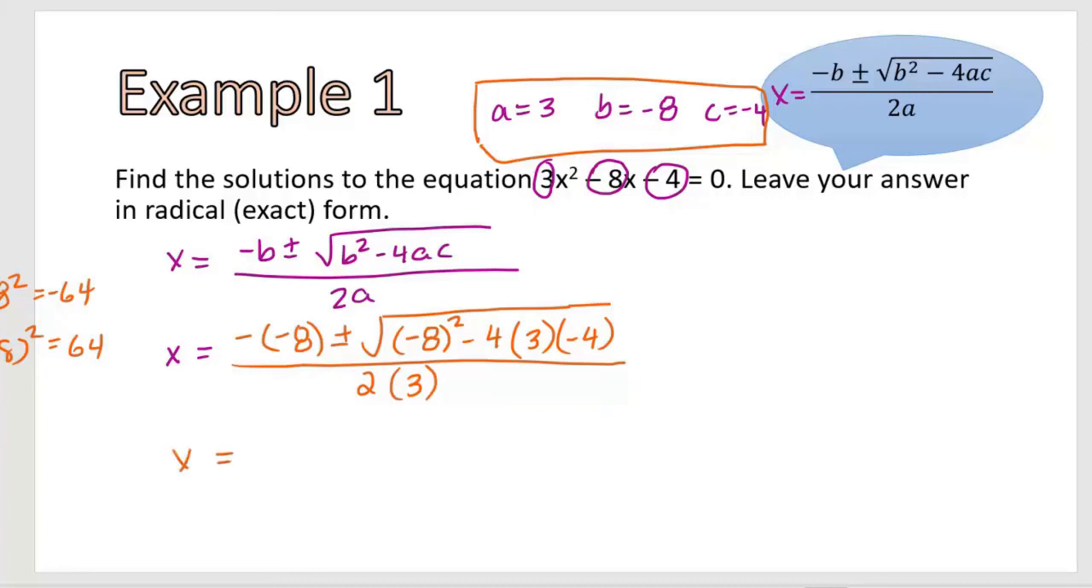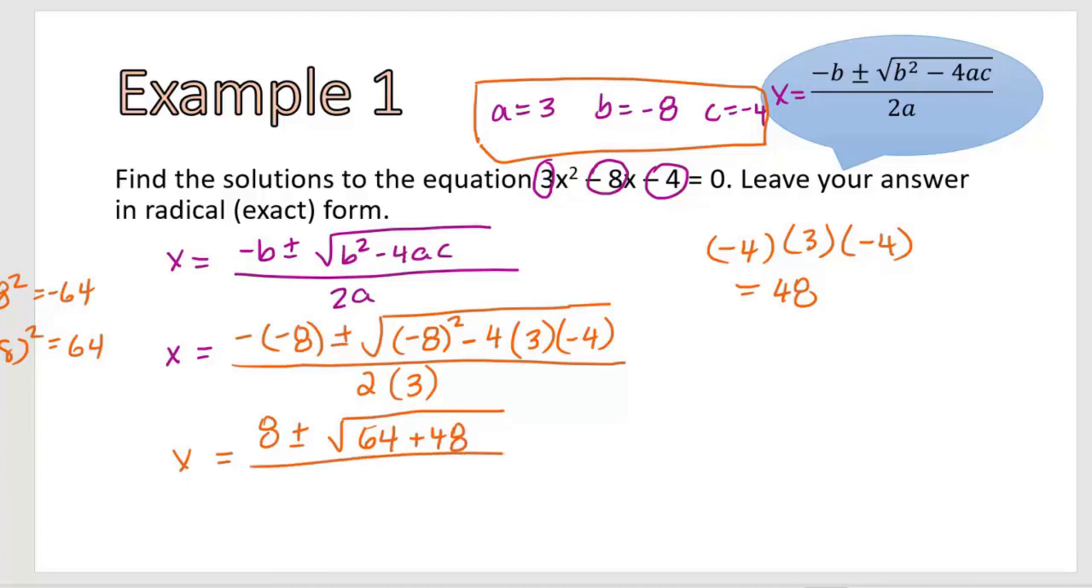All right, so x is equal to negative times negative 8, so negative 1 times negative 8, or positive 8, plus or minus the square root of 64, minus 4 times 3 times negative 4. We have two negatives. That gives us a positive value. 4 times 3 times 4 is 48. So negative 4 times 3 times negative 4 is positive 48. And all of that is divided by 2 times 3, or by 6.